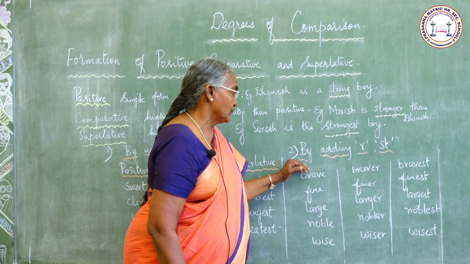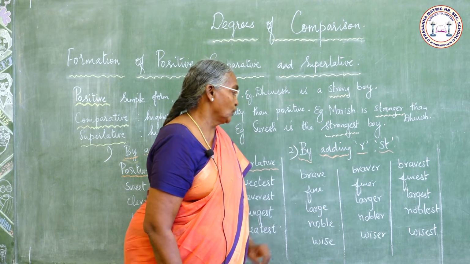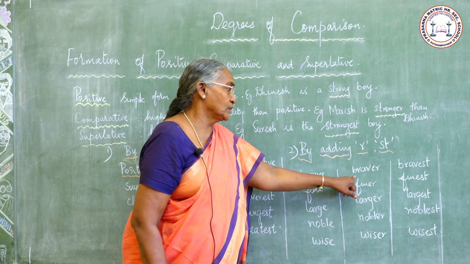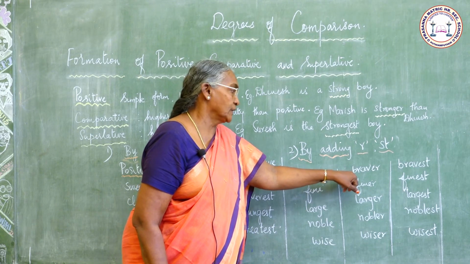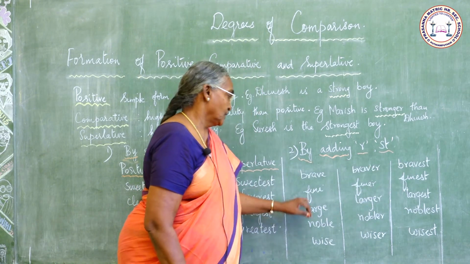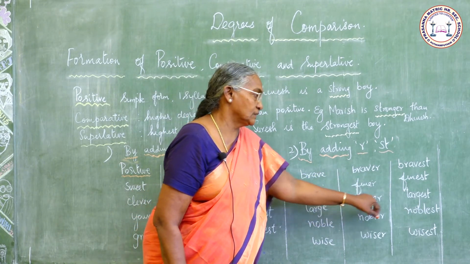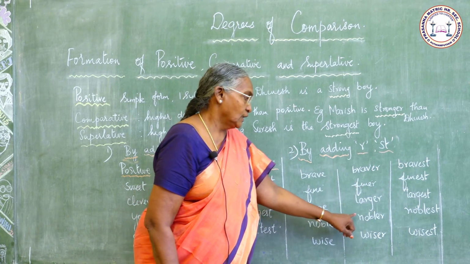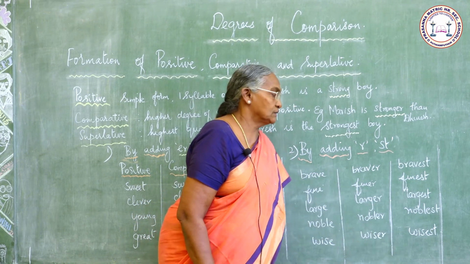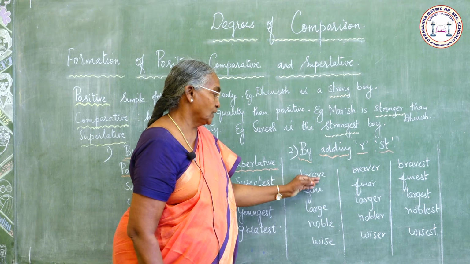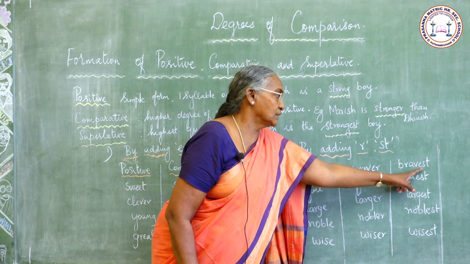If the positive ends in E, we add R or ST alone. Brave, braver, bravest. Brave, positive; braver, comparative; bravest, superlative. Fine, finer, finest. Large, larger, largest. Noble, nobler, noblest. Wise, wiser and wisest. So here the word ends in E, we have added R only for comparative and ST only for superlative.